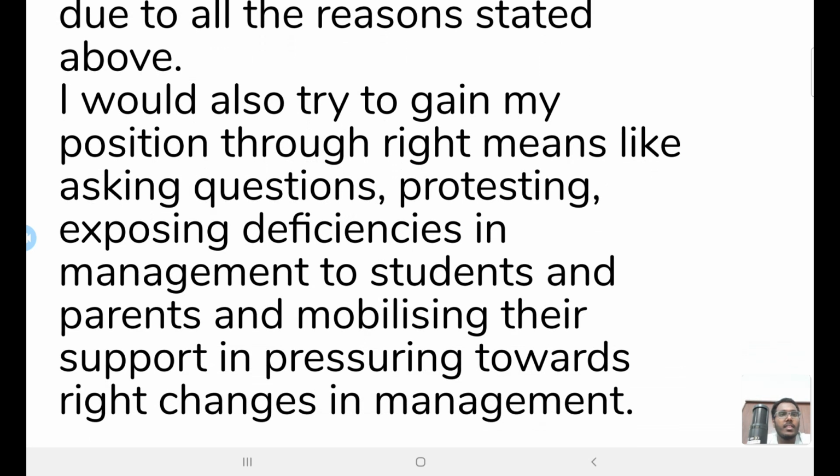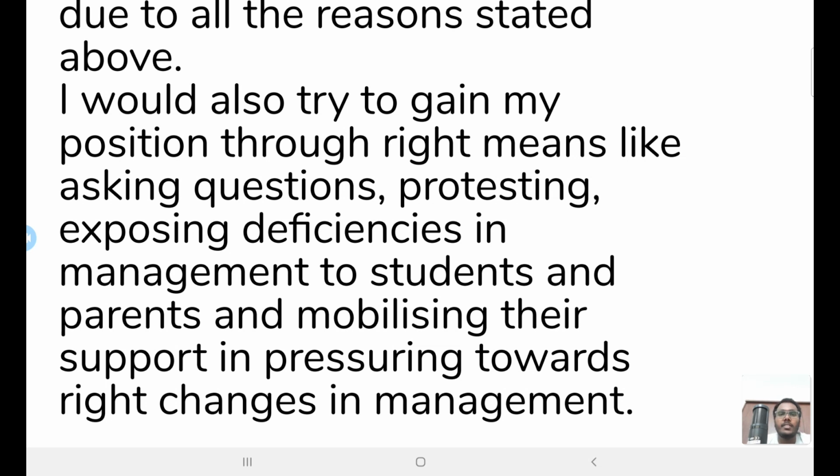Continue. So right means like asking questions, protesting, exposing deficiencies in management to students and parents, and mobilizing their support in pressurizing towards right changes in management. So here I am trying to say that if I want my position, it has to be through right means. It has to be open, transparent. If such things do not happen, if the management is very opaque, then we need to change the management style. So we will be asking questions to the management.